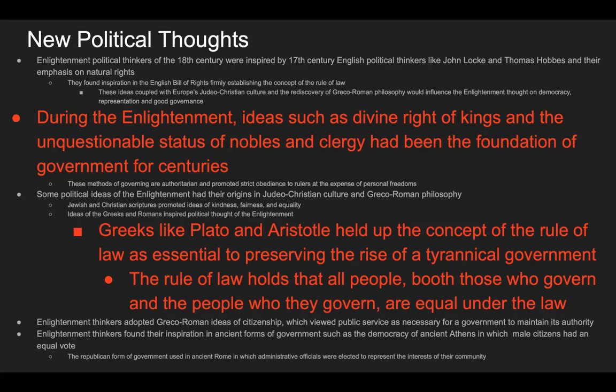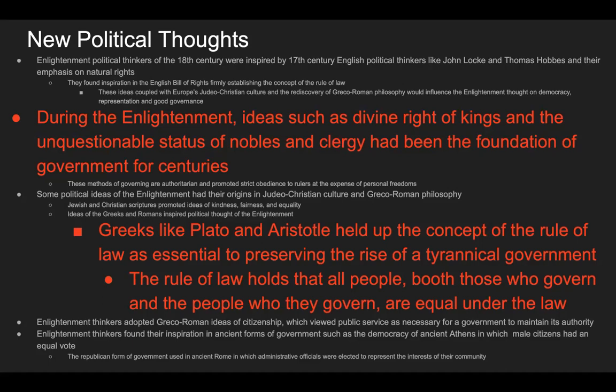During the Enlightenment, ideas such as the divine right of kings and unquestionable status of nobles and clergy had been the foundation of government for centuries. These methods of governing are authoritarian and promoted strict obedience to rulers at the expense of personal freedoms. Some of these political ideas of the Enlightenment also had their origins in the Judeo-Christian culture and Greco-Roman philosophy. Jewish and Christian scriptures promoted ideas of kindness, fairness, and equality. Ideas of the Greeks and Romans inspired political thought of the Enlightenment.